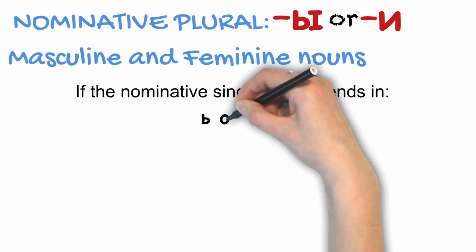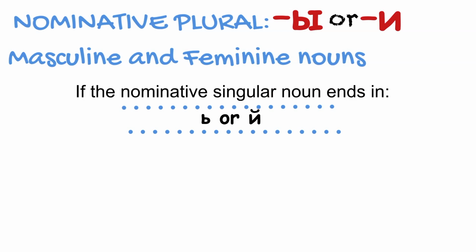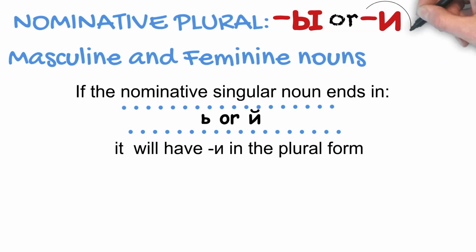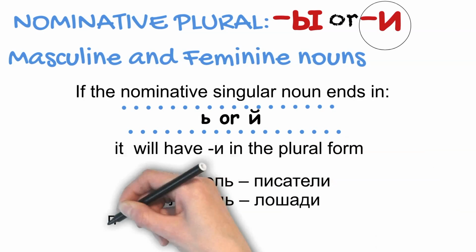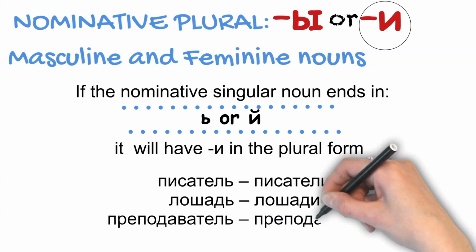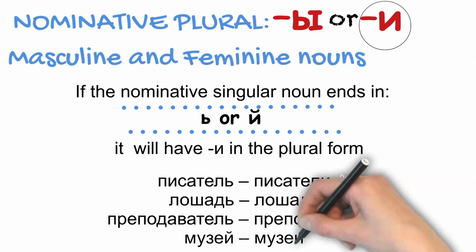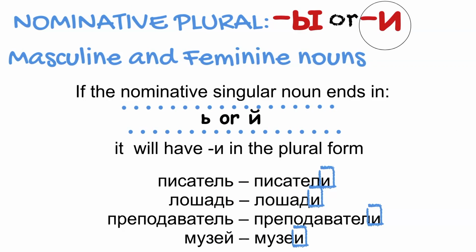If the noun ends in soft sign or й, the plural ending will also be и. For example, писатель – писатели, лошадь – лошади, преподаватель – преподаватели, музей – музеи. With й or soft sign at the end of the word, make sure to drop these letters before you add the plural ending и.